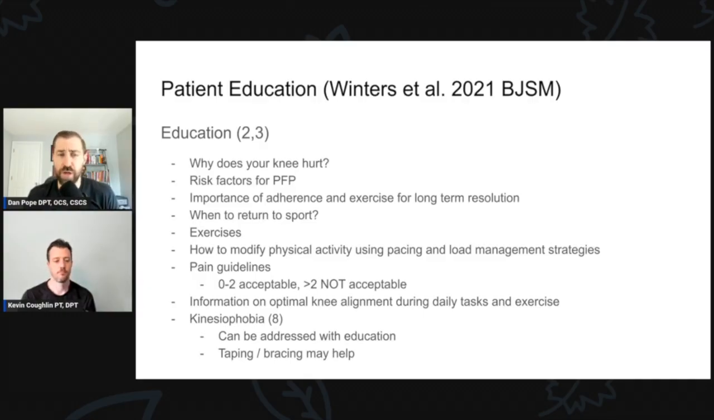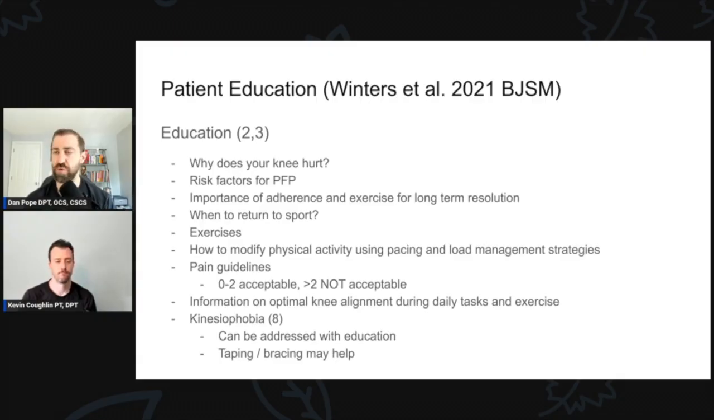They also give information on optimal knee alignment during daily tasks and exercise, and also our good old friend kinesiophobia. Now, this wasn't one from the Winter study, but a different study, and they were talking about how you can address kinesiophobia successfully with education. So just basically talking to someone is helpful and reduces their fear of movement. They also noted that certain interventions, which we'll talk about later, like taping and bracing, may be helpful just because it makes patients more confident to do regular activities. And that's a powerful thing, right? So these are the things to go over from an educational standpoint.